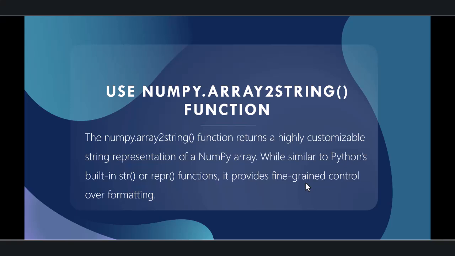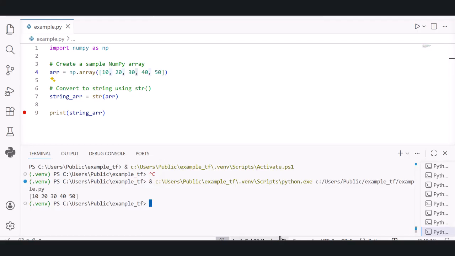Now let's see how to use the numpy.array2string function. The numpy.array2string function returns a highly customizable string representation of a NumPy array. While similar to Python's built-in str or repr functions, it provides fine-grained control over formatting. Here, this function is providing a highly customizable string representation of a NumPy array, and here we are comparing this method to the built-in str and repr functions. Compared to those functions, this numpy.array2string function provides more control over formatting. Let's see an example of this method.